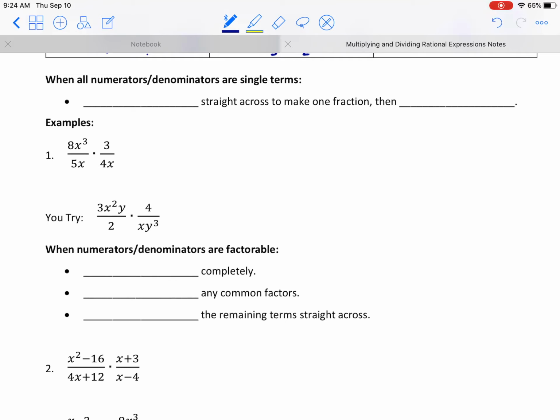You could, if you wanted to, do some cross-reducing. So I notice here we can cross-reduce. I also see here that I could reduce within the one fraction. But for problems like these two, I'd like to take option 3.